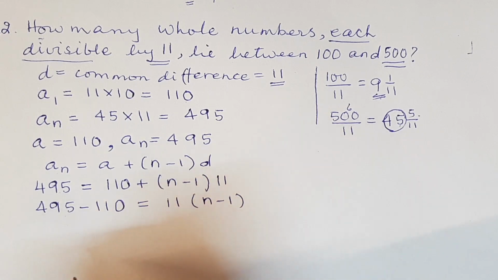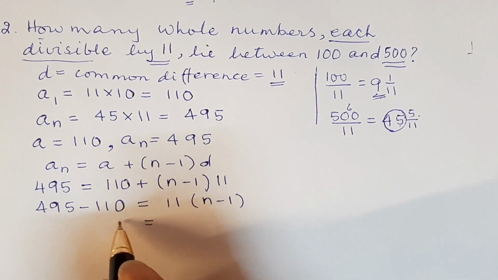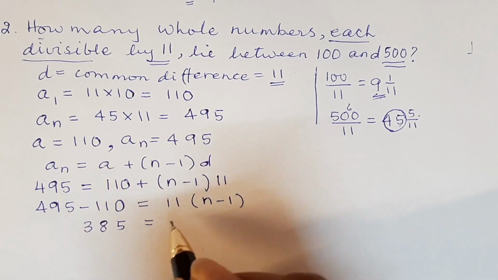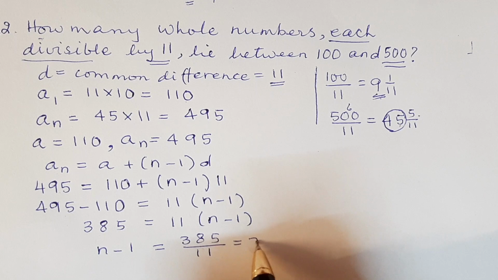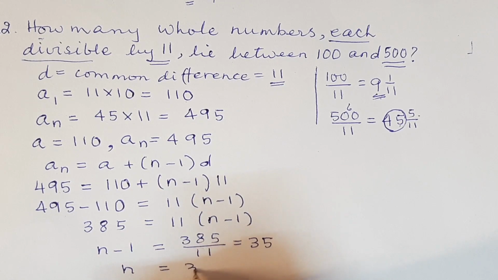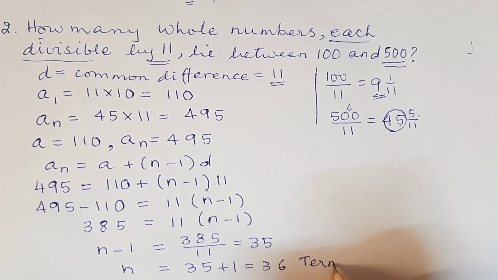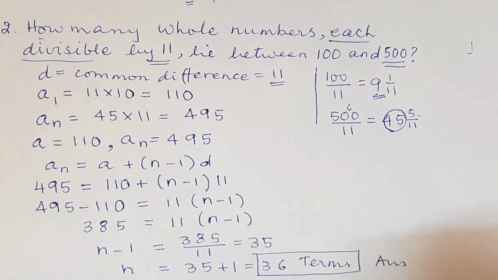This term we wrote here. And so when we subtract, we will have n minus 1 equal to 385 upon 11. So 11 goes 3 times and then 5 times. And so n will be equal to 35 plus 1, which is equal to 36. And so there are 36 terms which will satisfy the condition. And that is our answer.